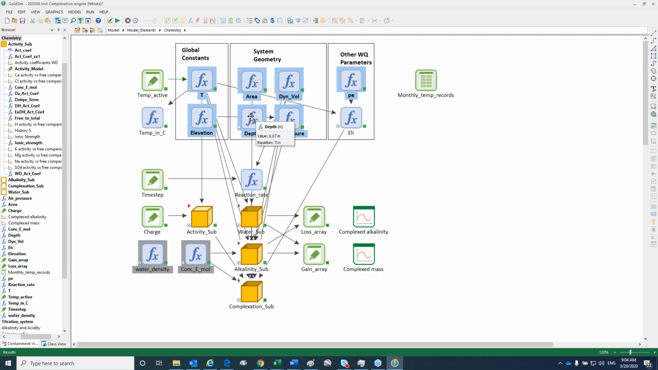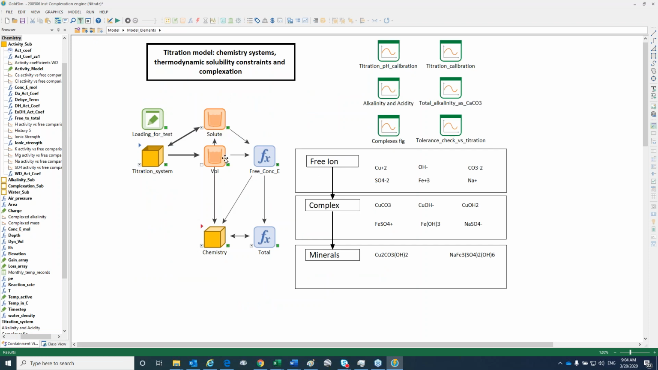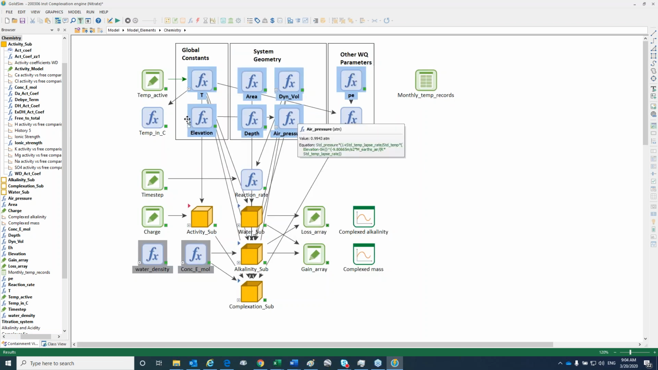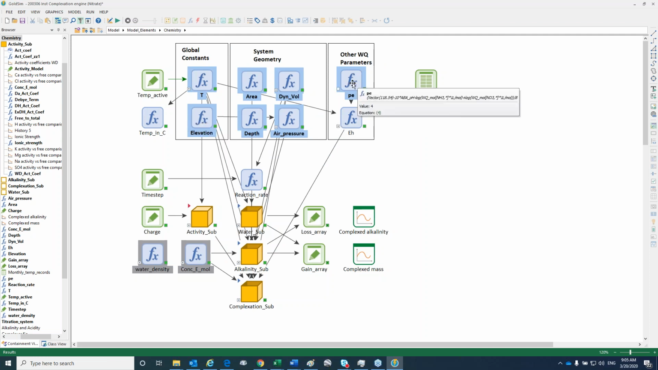So in this case, it was a really small titration container. It's only 7 centimeters. The dynamic volume, which is basically the volume linked back to this volume here, and the air pressure, which stems from the elevation, and other water quality parameters such as PE.